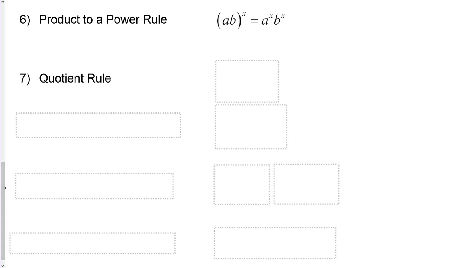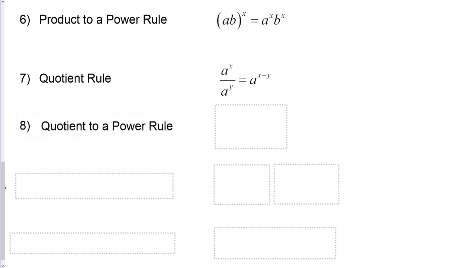Then we have the quotient rule, which says that if you have two bases that are the same, raised to exponents, could be different, could be the same, and those are divided, then you subtract their exponents. Then the quotient to a power rule says that if you have a fraction raised to an exponent, then to evaluate that, you take the numerator and denominator separately to the same power.